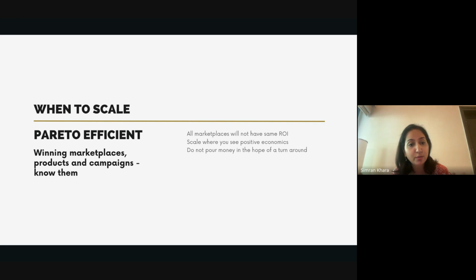But you're seeing the CM2 positivity, invest, take a few big bets, but you'll have to have a very sharp understanding on which are those marketplaces and what are my hero products and which are the campaigns that are delivering. Scale those, and then really scale those.